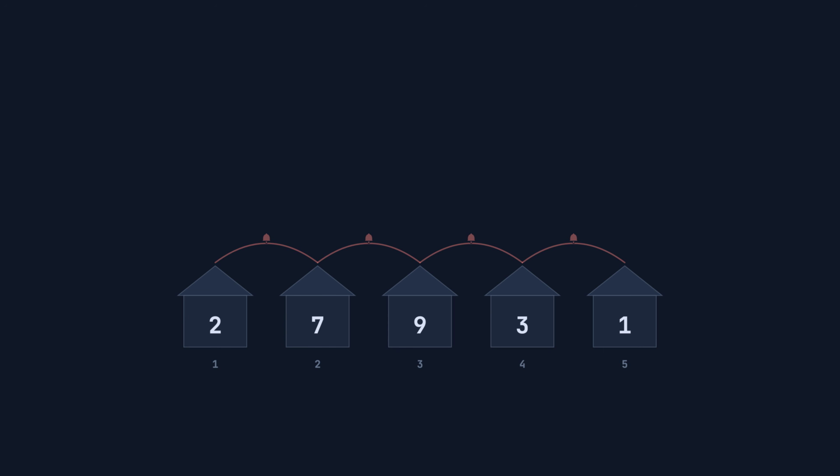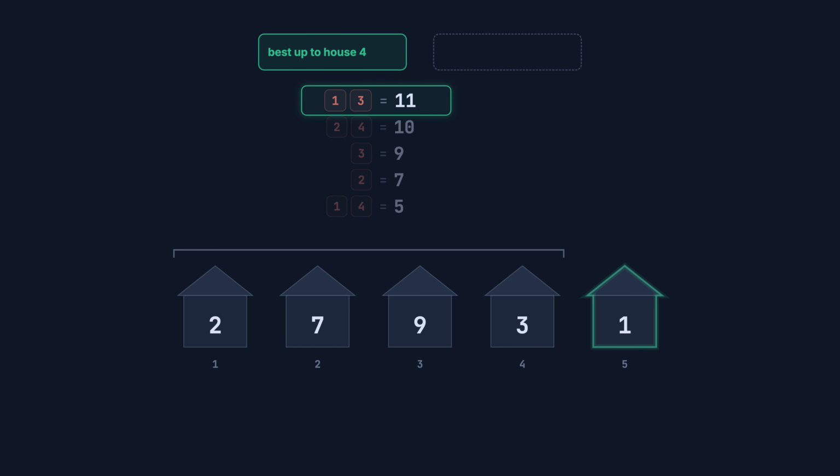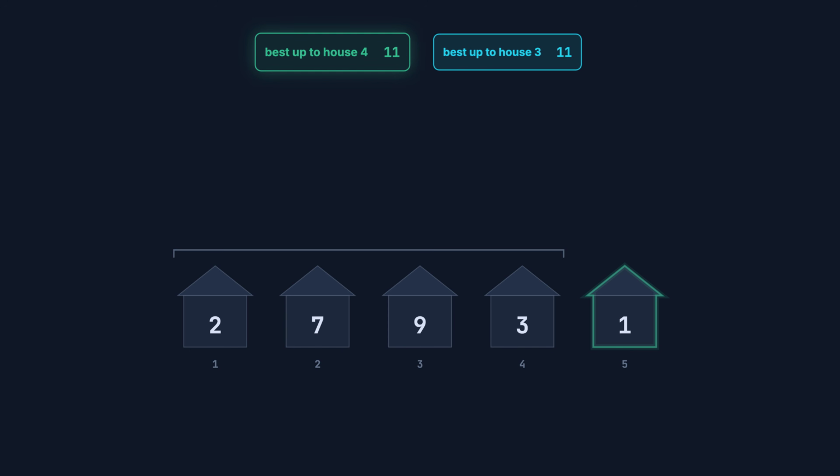So instead of thinking about the whole street, let's stand in front of one house, house 5. To decide what to do at this house, what's the only thing you actually need to know about everything behind you? Take a second with that. Whatever combination of houses you wrote back there, the only thing that matters now is the best total you could have banked up to house 4, and the best total up to house 3. All that chaos behind you collapses into 2 numbers.